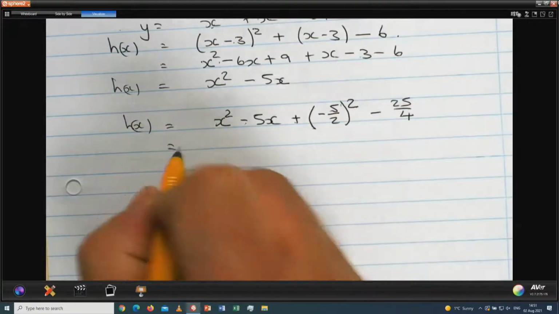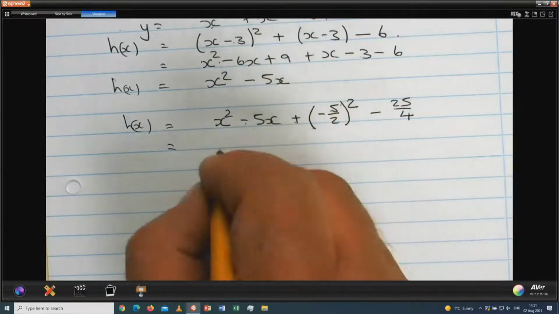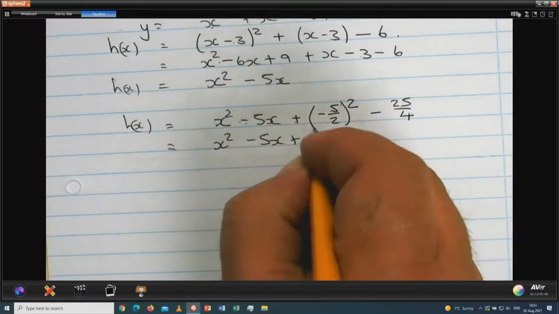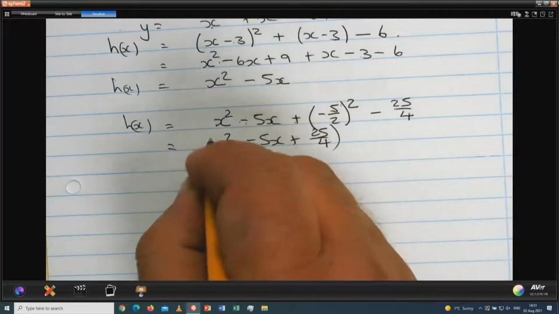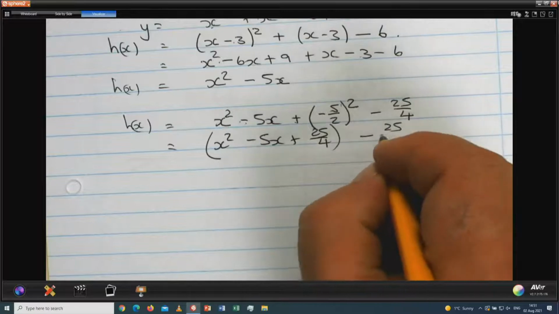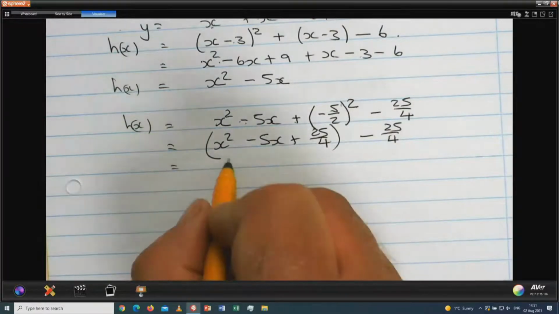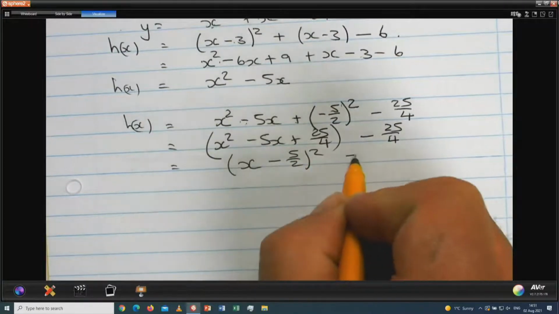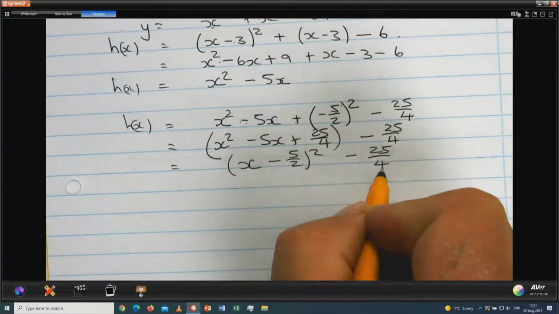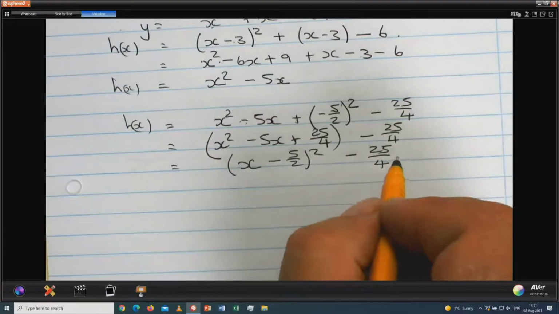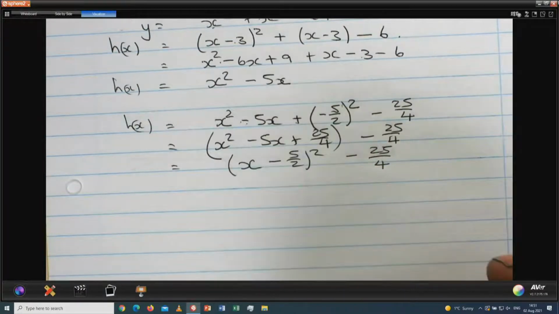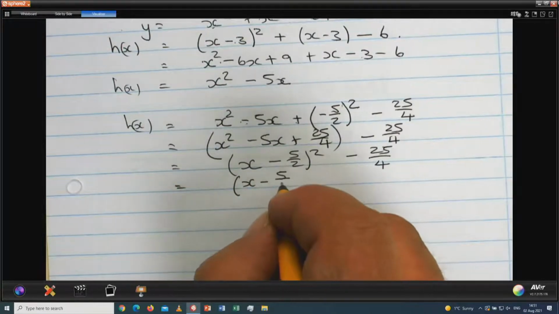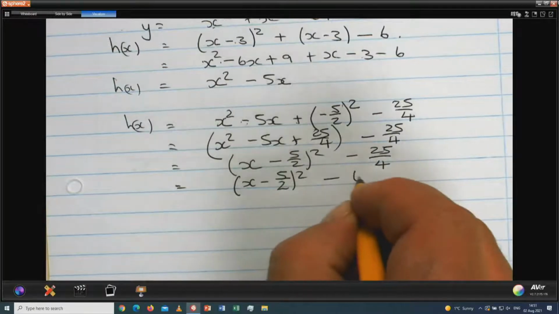And in this case, here we got to find the factors, same sign, both negative. So it's x squared minus 5x plus 25 over 4, a perfect square trinomial, minus 25 over 4. So that is equal to (x minus 5 over 2) squared, minus 25 over 4. And negative 25 over 4 is also given as negative 6 and a quarter. So you can also write it as (x minus 5 over 2) squared minus 6 and a quarter.